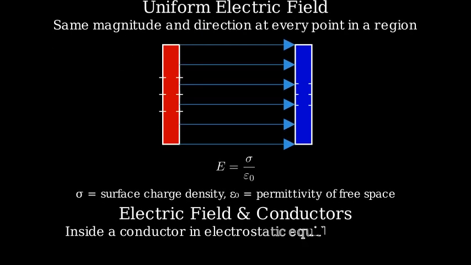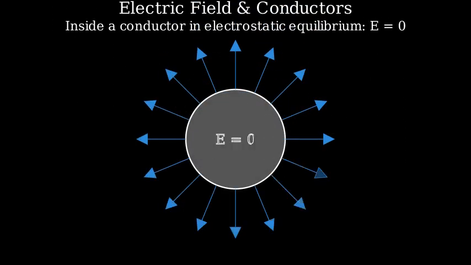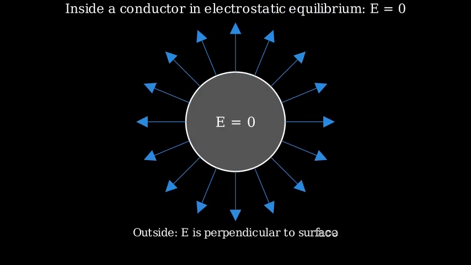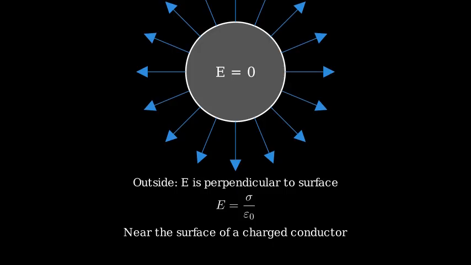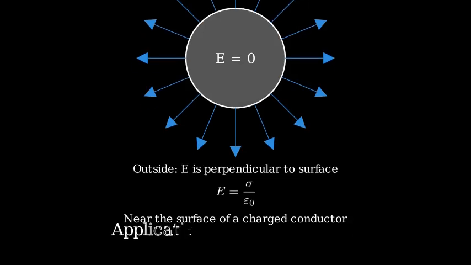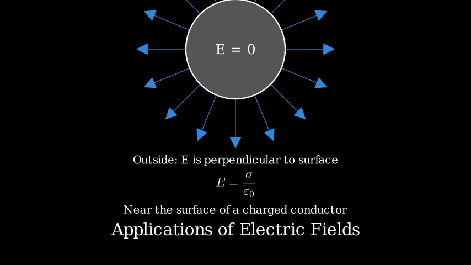Inside a conductor under electrostatic equilibrium, the electric field is zero. If it weren't, free charges would move until the field becomes zero. Outside a conductor, the electric field is perpendicular to the conductor's surface. Near the surface, the electric field is given by E equals sigma divided by epsilon naught, where sigma is the surface charge density. Let's briefly look at some applications of electric fields.